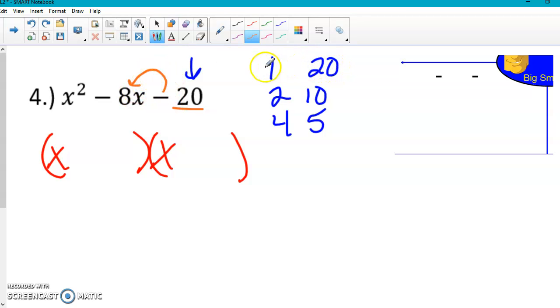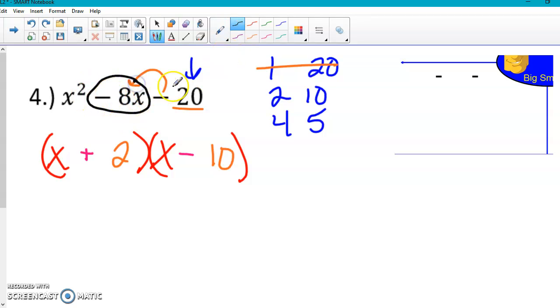So 20 minus 1 is 19. That's not it. 10 minus 2, that gets me 8. So 2 here, 10 here. And so here's the thing that we wrote down earlier, and you may need to pause it again. If your second sign is negative, these signs will be different. They will be different. So that means one of them is a positive, one of them is a negative. Okay? So we need to double check though. We need to make sure that we do little smile, big smile to get negative 8. That's the goal. I need to get negative 8.